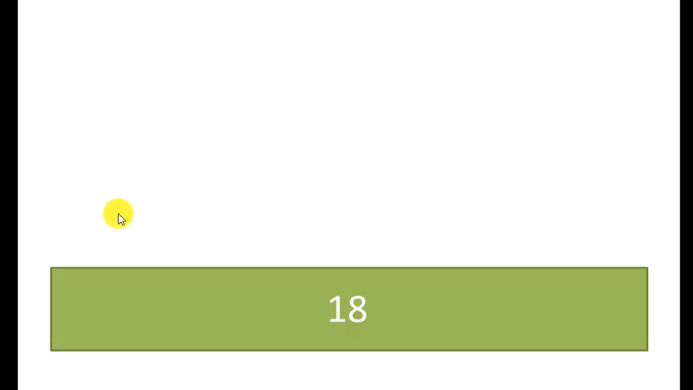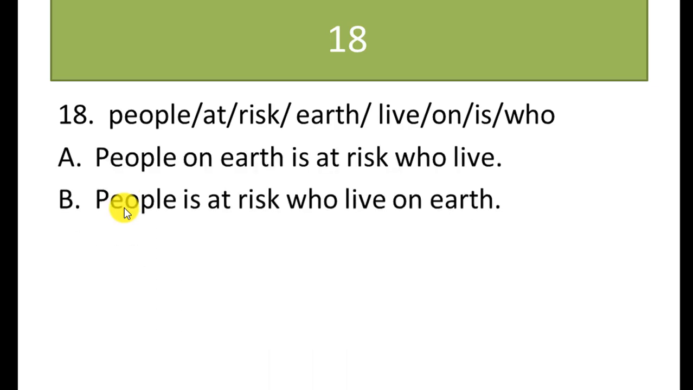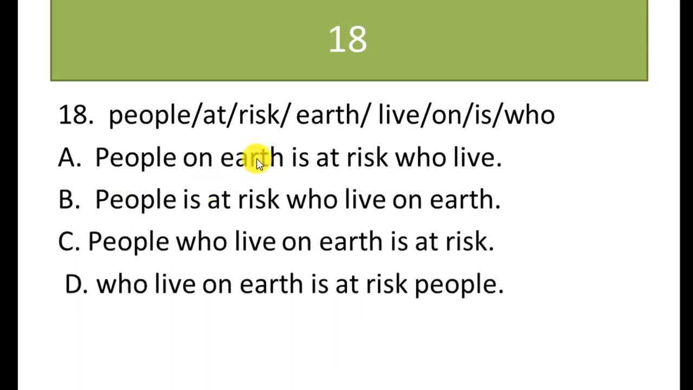Question number 18. People at risk? No. Look at the structures here. "People on earth is at risk who live." That's what "who live" means. "People is at risk who live on earth." Does it give sense here? "People who live on earth is at risk." Absolutely right. It talks about people.